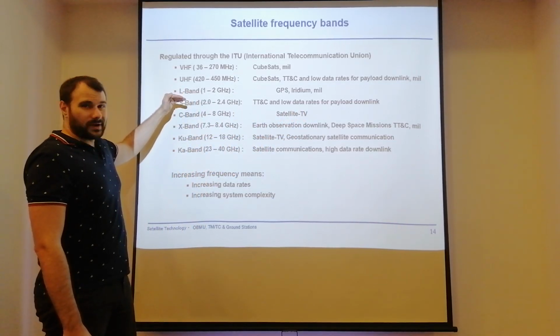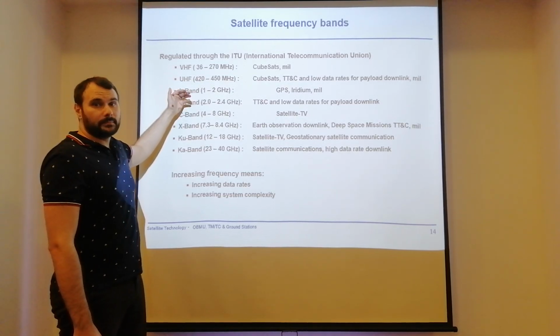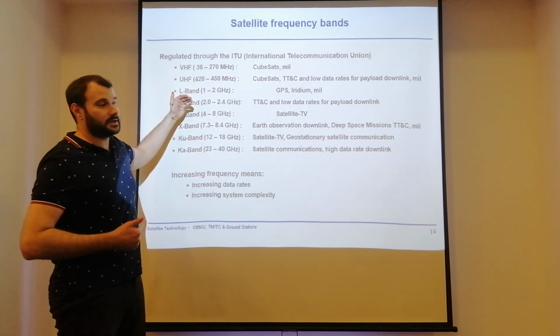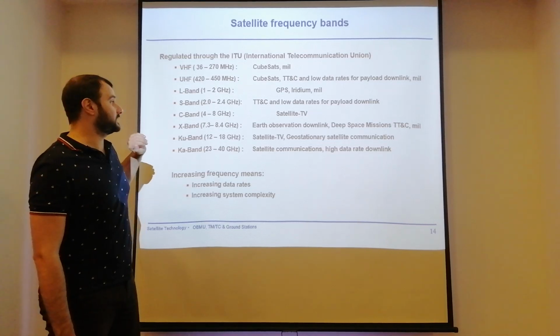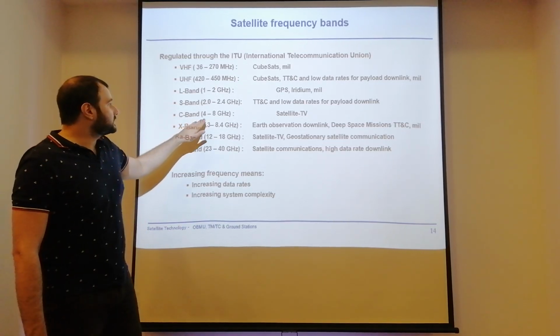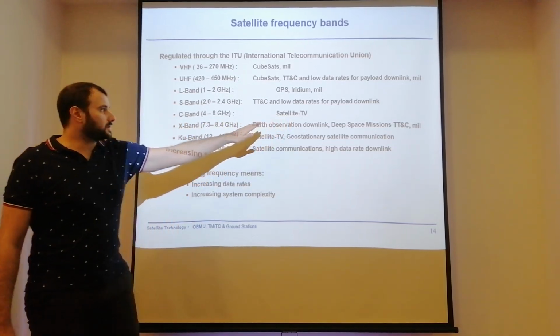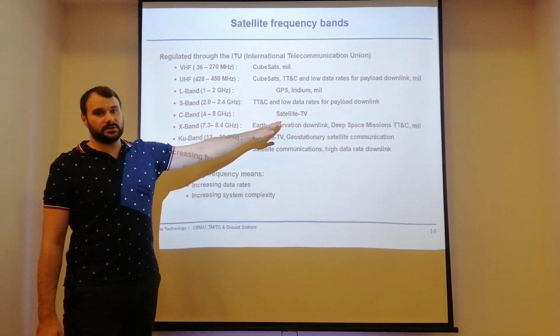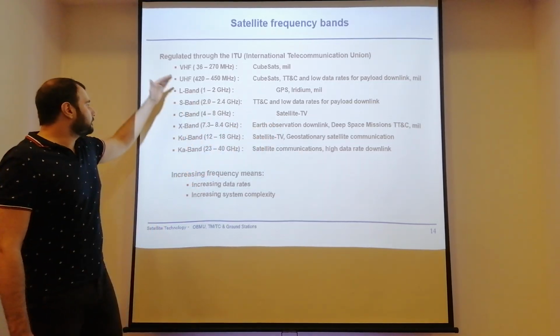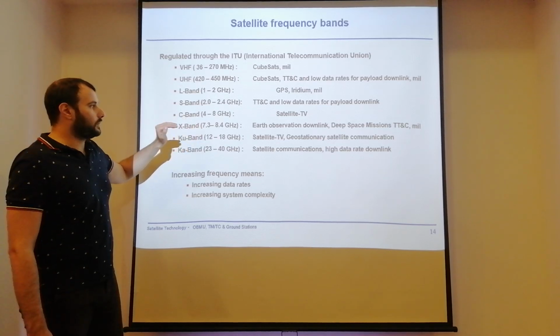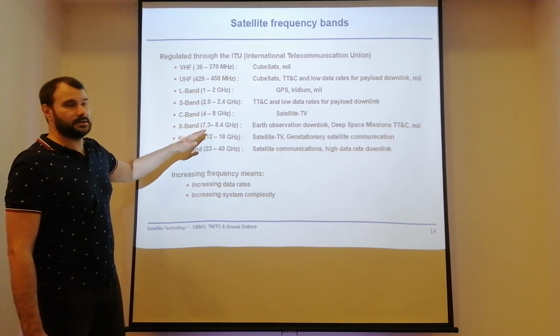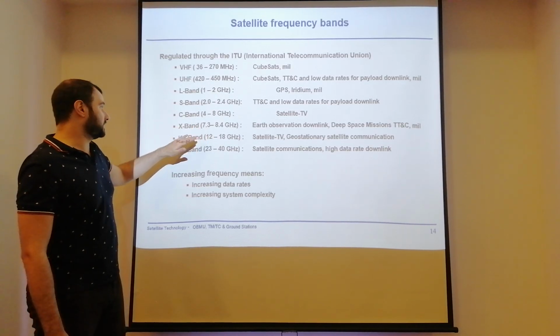However, it gets a little bit cramped these days. That's why many satellite operators actually moved already to higher frequencies, like C-band. C-band is traditional satellite TV, especially in the US. And X-band for Earth observation, deep space missions, TT&C and military missions.